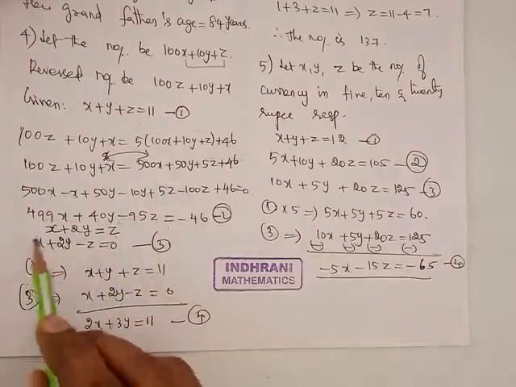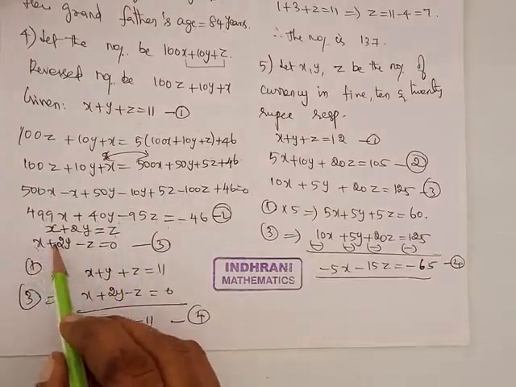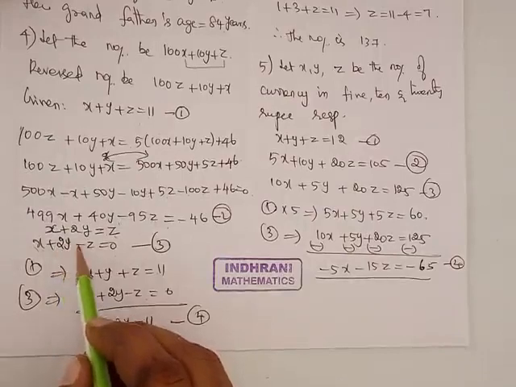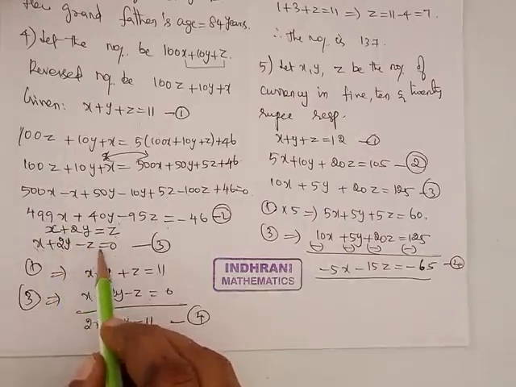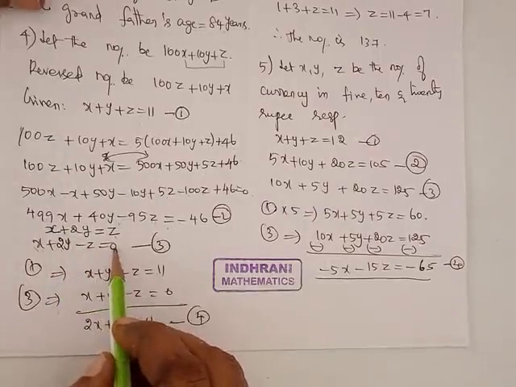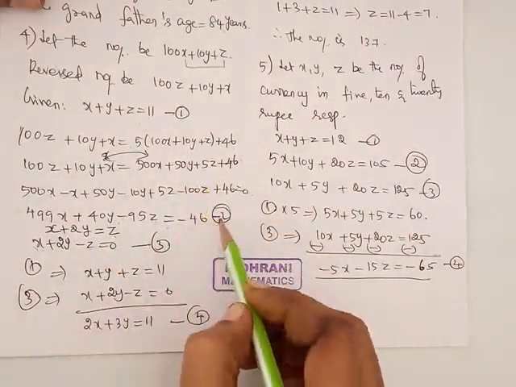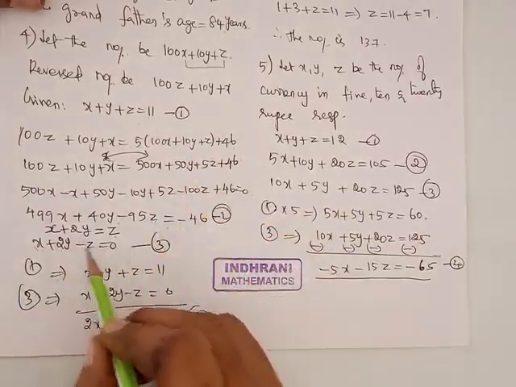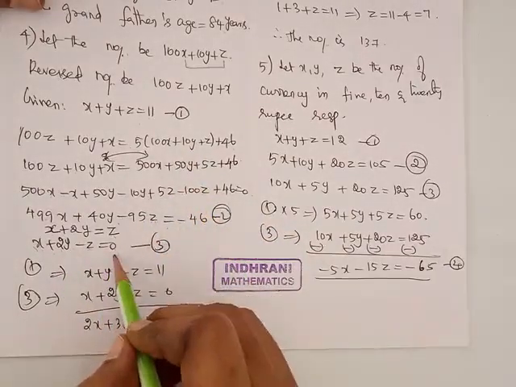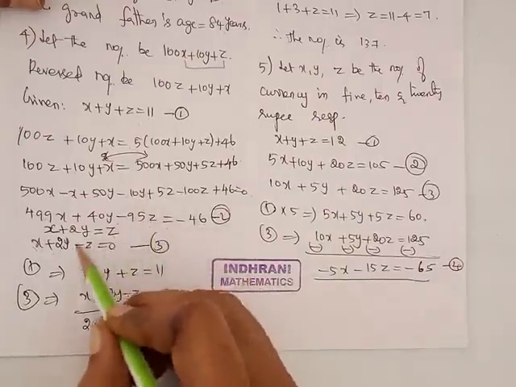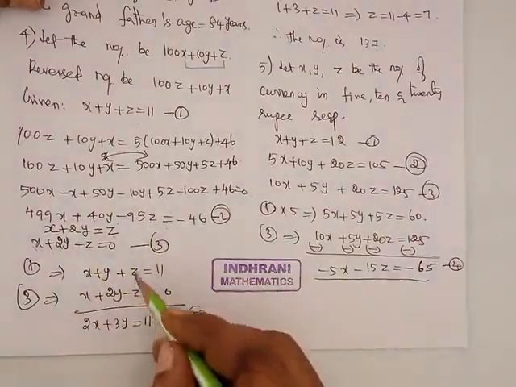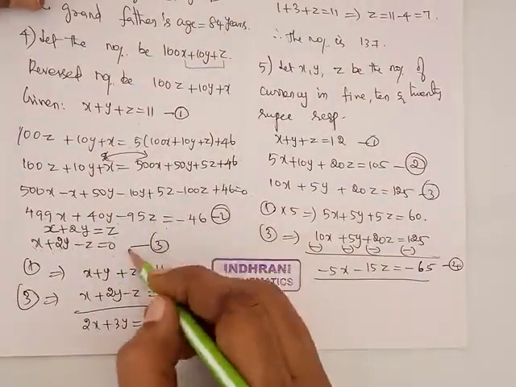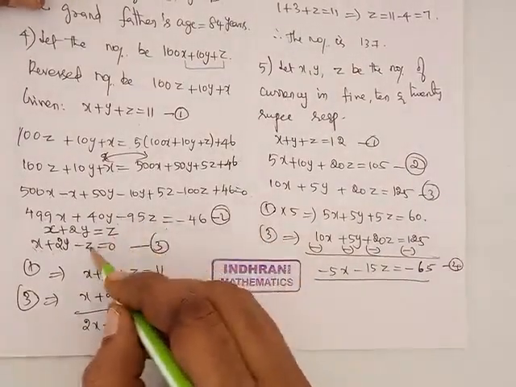What happens? 95x plus 2 into 95, that is 190y, minus 95z equal to 0. What am I doing? Equation number 2 I am copying as it is. Equation number 3 I am multiplying by 95 to make the z coefficients equal. Because here we eliminated only z, now in equations 2 and 3 also I want to eliminate only z.